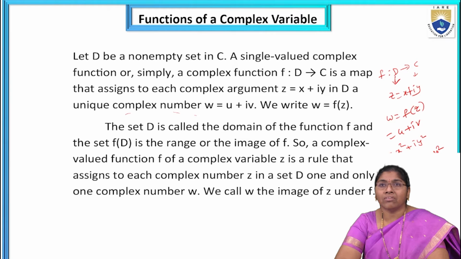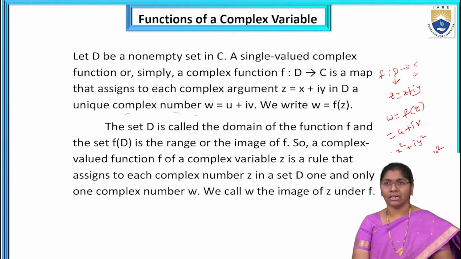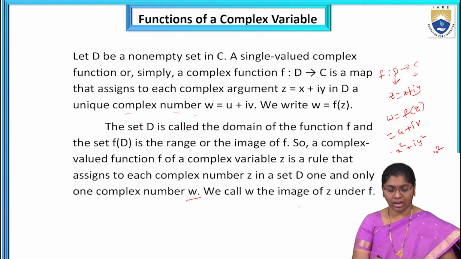The set D is called the domain of the function f, and the set f of D is the range or the image of f. So a complex valued function f of a complex variable z is a rule that assigns to each complex number z in the domain D only one complex number w, that is u plus iv. We call w the image of z under f.